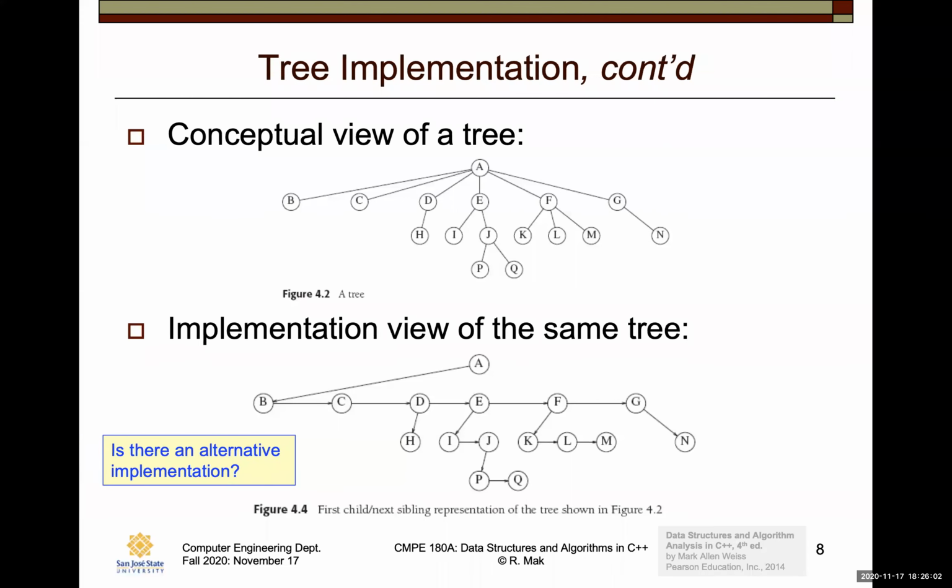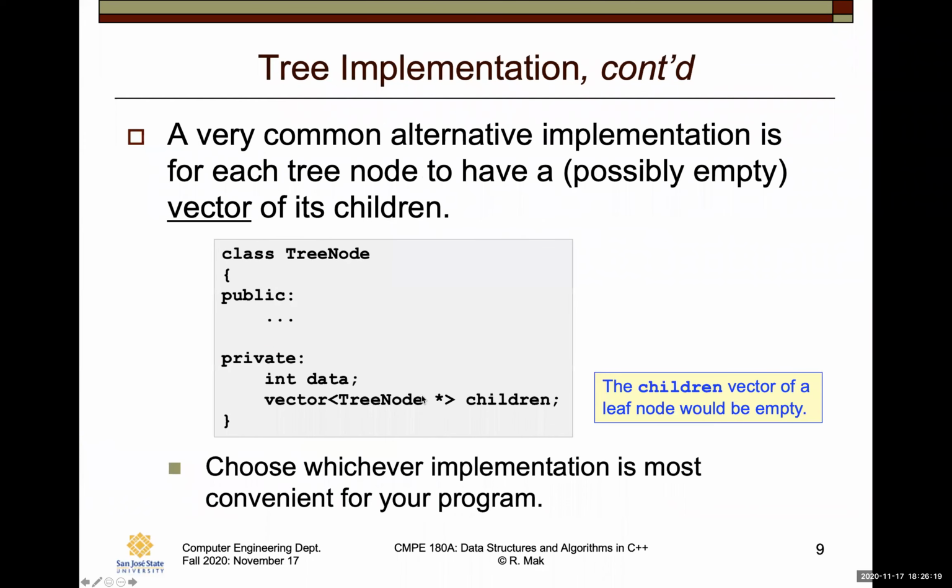Now, is there an alternative implementation? If I were to implement a tree, I would not do it this way. I wouldn't have all these sibling links. What I would do is have a vector, because here's the tree node, here's its data, and I would have a vector of its children.